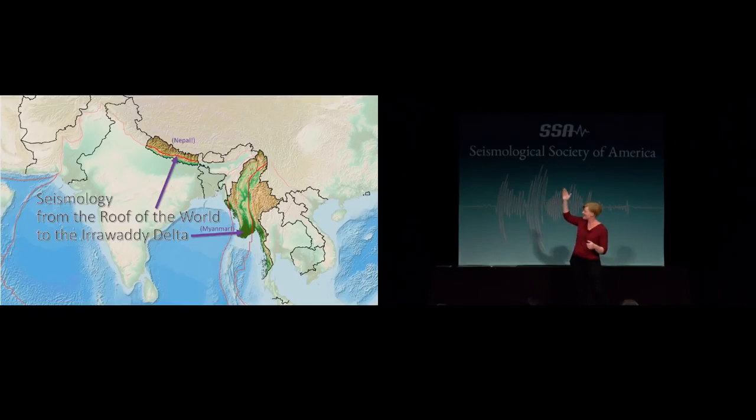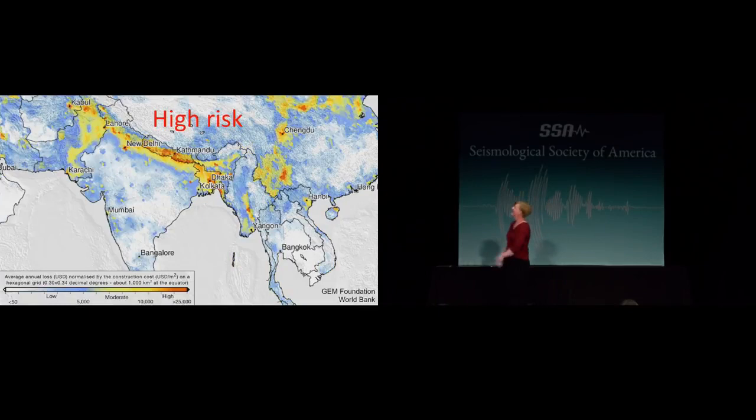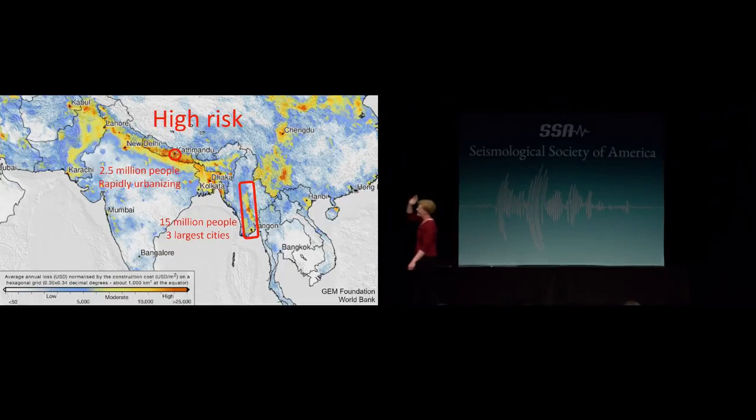So we know that this is a zone of extremely high hazard. We're sitting right where India is ramming into Eurasia. So we have a huge zone of earthquake hazard along that Himalayan front and also in the Indochina Peninsula as it's sort of rotating out and getting extruded. This is also a zone of extremely high risk. In the Kathmandu Valley, we have 2.5 million people living in a rapidly urbanizing area with very few building codes. We also have 15 million people living in Myanmar's three largest cities directly on top of a strike slip fault.